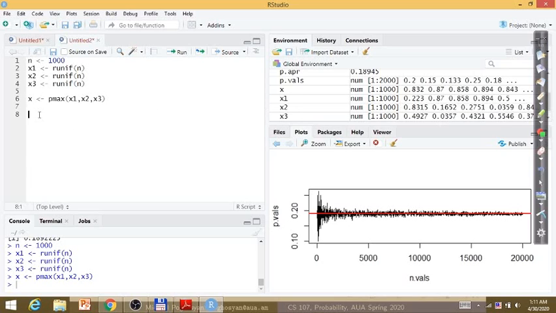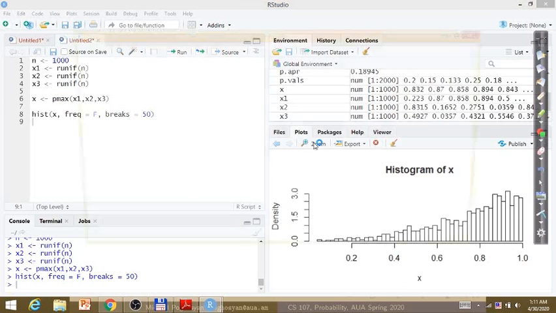To find the shape of the PDF, I'm plotting a histogram. So histogram of x, with freq equal to false. Not to have the number of elements, but relative frequencies of elements: the number of elements in the bin divided by the total number of elements. And here breaks is the number of bins. Let me increase it to have a closer approximation. So I will have this kind of picture.